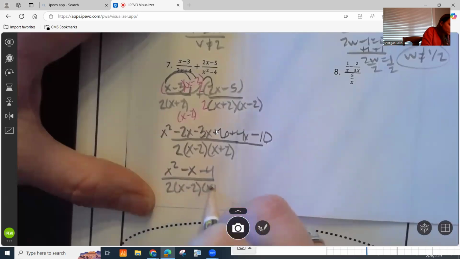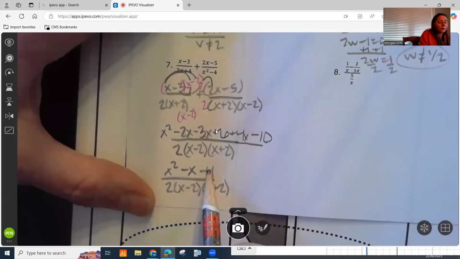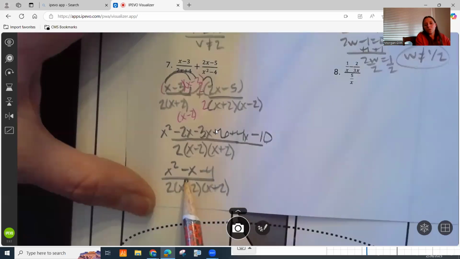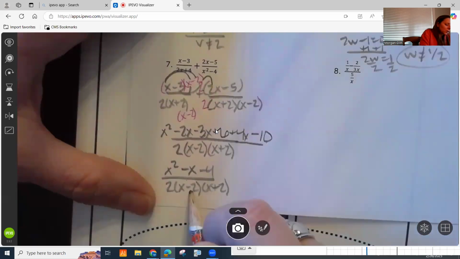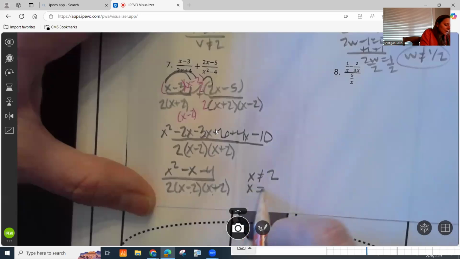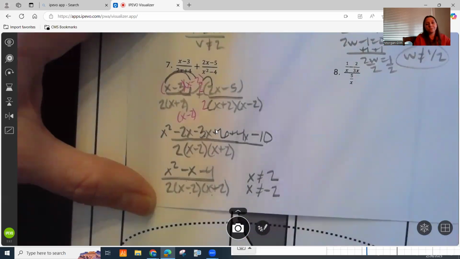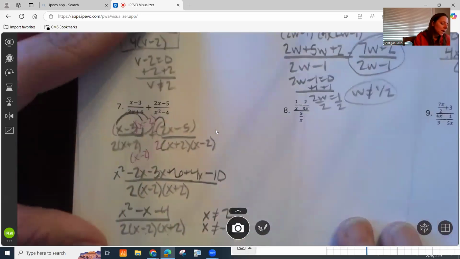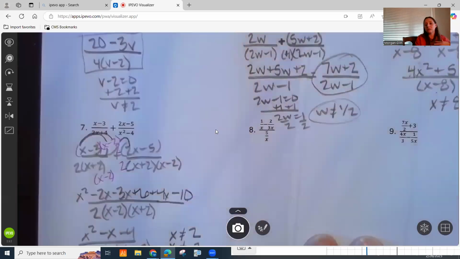All right, now ask yourself, are there any factors in negative 4 that add to negative 1? There aren't any. So this is just going to leave like this. Just quickly from here, I can see x isn't going to equal 2 and x isn't going to equal negative 2. All right. Now, 8 and 9 look a little different.